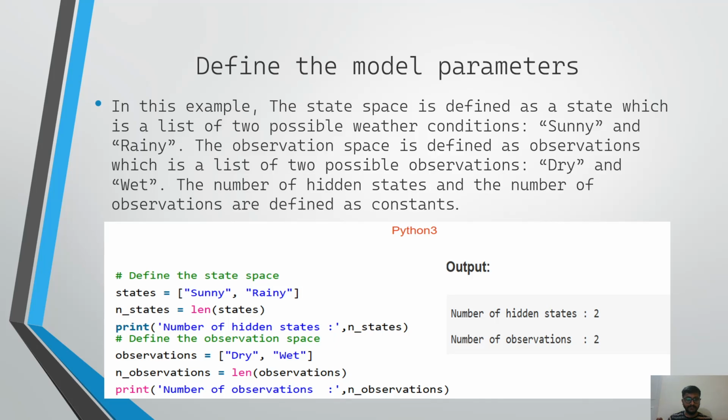So let's see here. States we have given as sunny and rainy, and n_states we have given as the length of states. So here the length, which is 2, would be given as 2 in n_states. So we print this n_states, and observations we have made as dry and wet. So here the length of that is given as 2 and we print it. So the output would be number of hidden states as 2 and number of observations as 2.